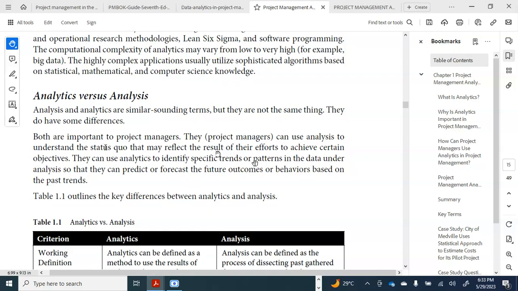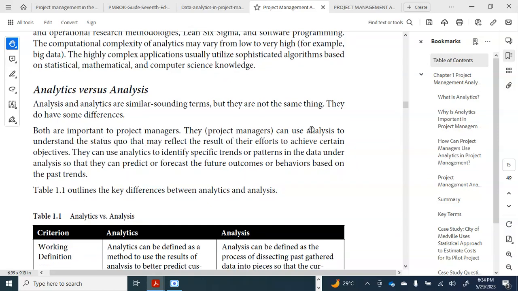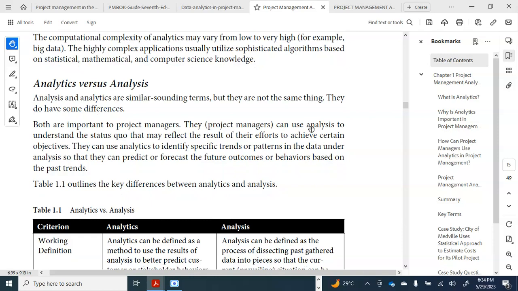So I move ahead. I said both are important to project managers. They can use analysis to understand the status quo that may reflect the results of their effort to achieve certain objectives. They can use analytics to identify specific trends or patterns in data under analysis so that they can predict or forecast future outcomes or behaviors based on past trends. So this alone is just your S-curve. Your S-curve is your trend analysis application, which you use to identify what has happened in the past. In this time, we were able to achieve so much percent of work as planned, right?